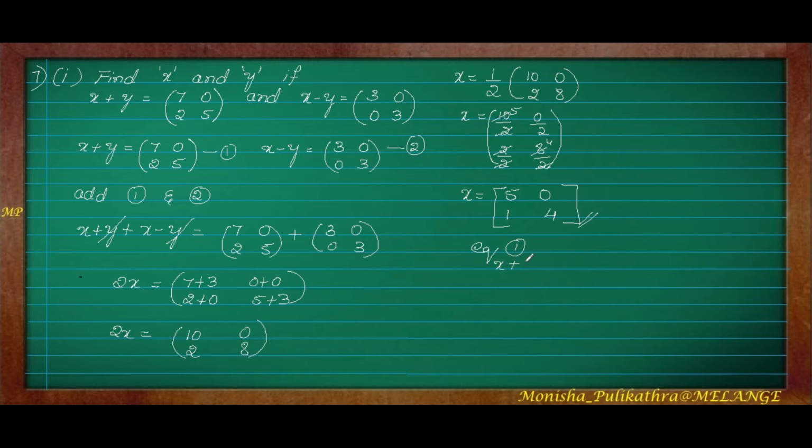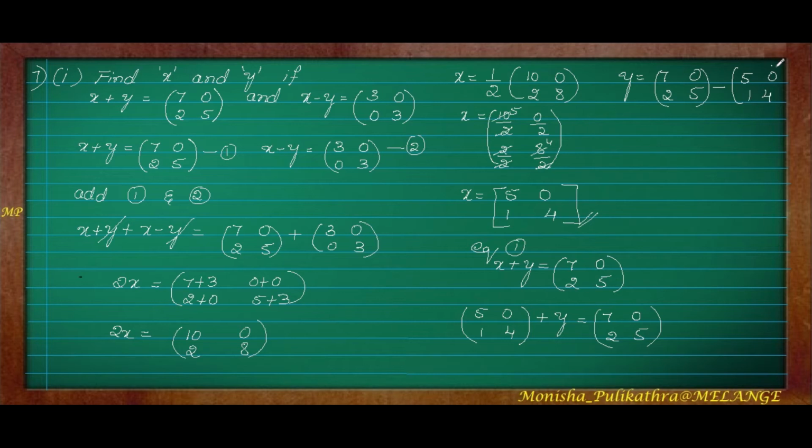So equation 1 is X plus Y is equal to the matrix [7, 0; 2, 5]. We know the X matrix value is [5, 0; 1, 4], so X plus Y is equal to [7, 0; 2, 5]. In order to get the Y matrix, we need to shift this matrix to the right hand side. When I shift it, it will become negative, so it becomes [7, 0; 2, 5] minus [5, 0; 1, 4].